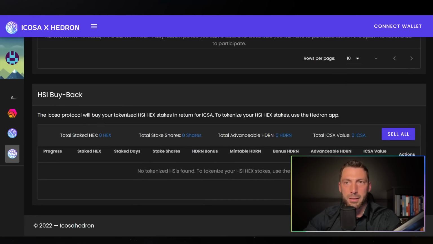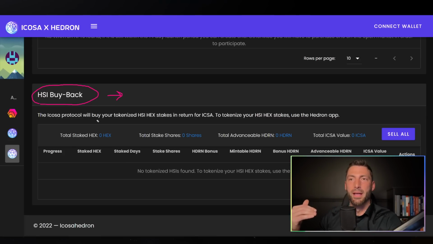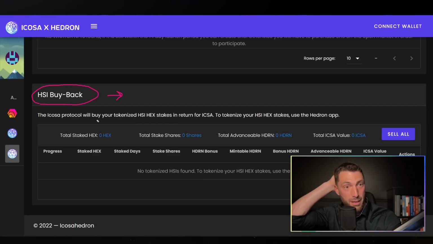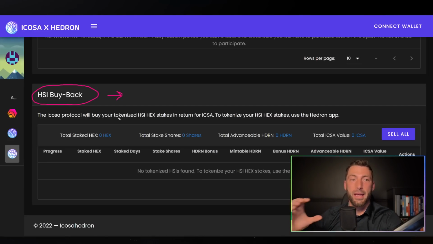This is, like I said, the HSI buyback, where you can take your hex, basically give it to the contract in return for Icosa. So the first question I want to answer is, what happens if the Icosa price is worth more relative to hex? That means it takes more hex to get Icosa than the market has decided is fair value. So what happens? Well, it basically means your Icosa is really valuable, and if you had Icosa, you could sell it for more hex, right?